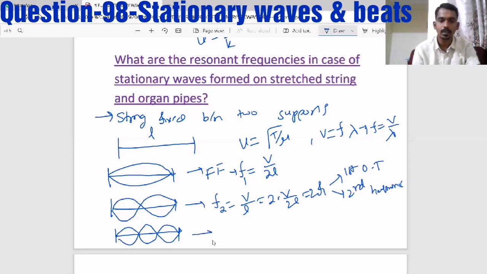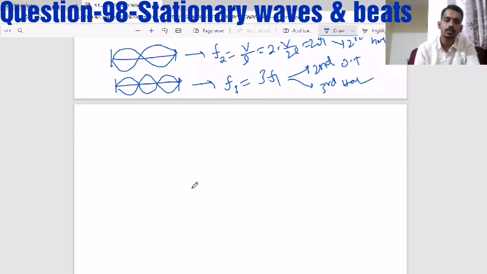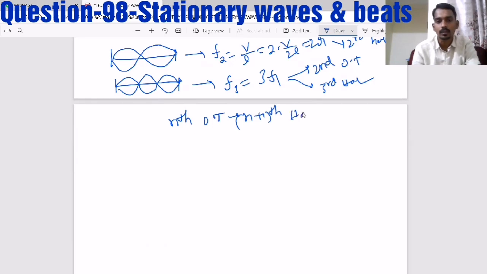Similarly, in the case of three loops, f3 becomes 3 times the fundamental frequency. That we call the second overtone and third harmonic. Similarly, 8 loops means 8 times the fundamental frequency, and 10 loops means 10 times the fundamental frequency. So here the nth overtone is equal to the (n+1)th harmonic.